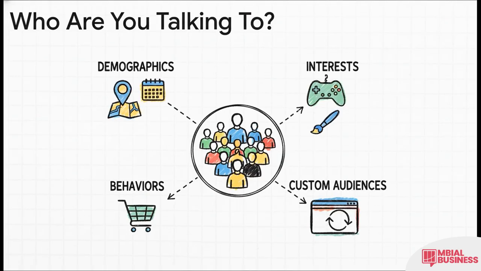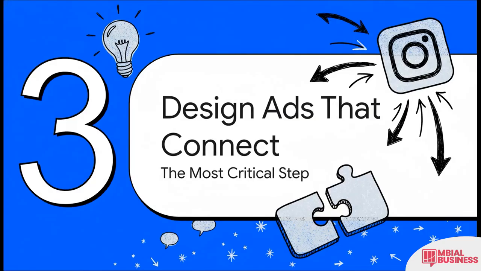Next up, your audience. And this is where the real magic happens. You can get crazy specific. You can target people based on their age, where they live, what they're into, even their past shopping habits. And get this, you can create custom audiences to show your ads to people who've already visited your website. It's so powerful. Okay, pay close attention, because this next part, it's probably the most important piece of the whole puzzle. You can have the perfect goal and the perfect audience, but if your creative, the actual ad, doesn't connect with people, none of it matters.